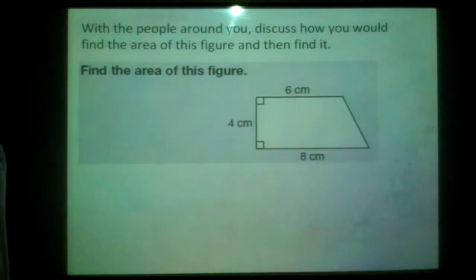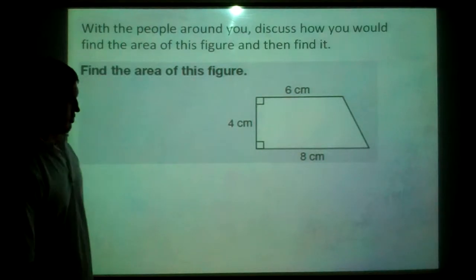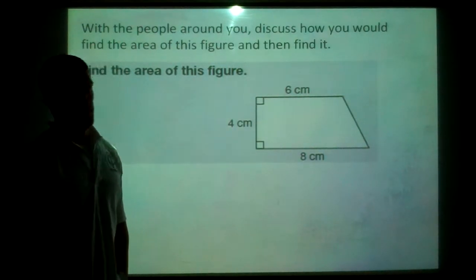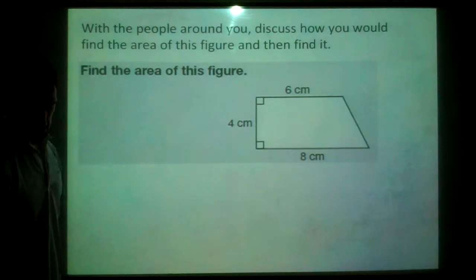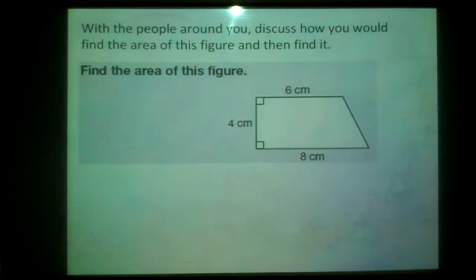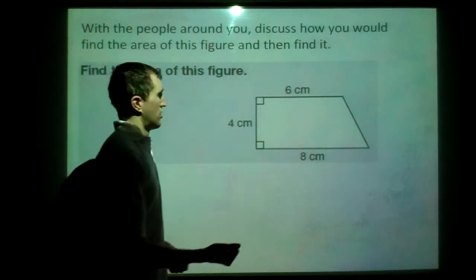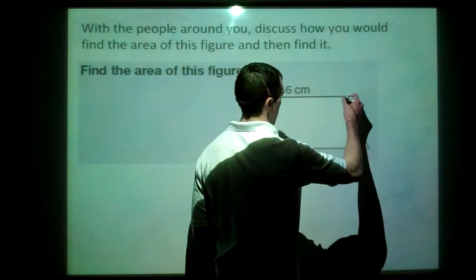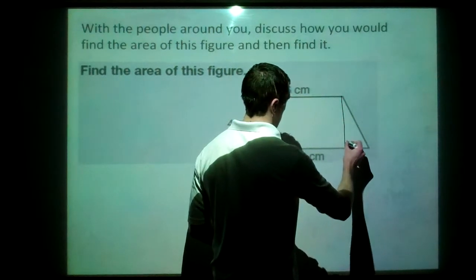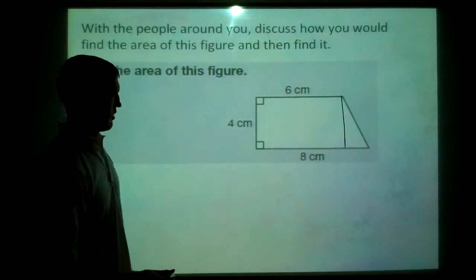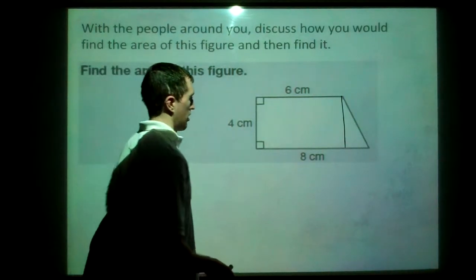Well, this is actually a trapezoid, and later on in the year, we will find there's a formula to find this out, but we haven't talked about it yet. So what we're going to have to do is manipulate this thing so that we can find it, and we want to break it up into some shapes that we know. For instance, if I drop a line down this way, we have a rectangle and we have a triangle, okay?